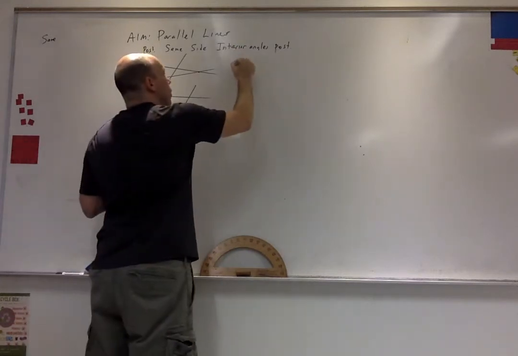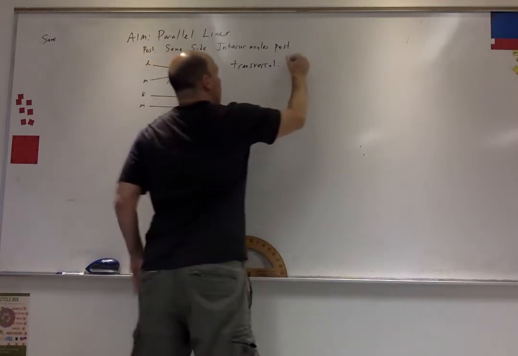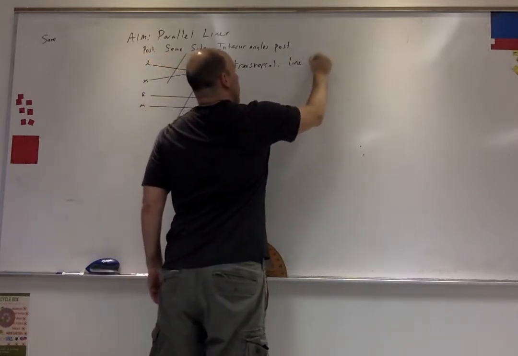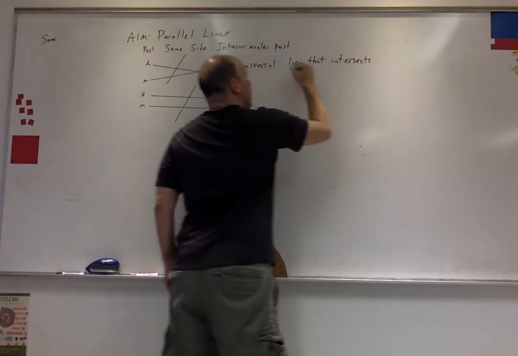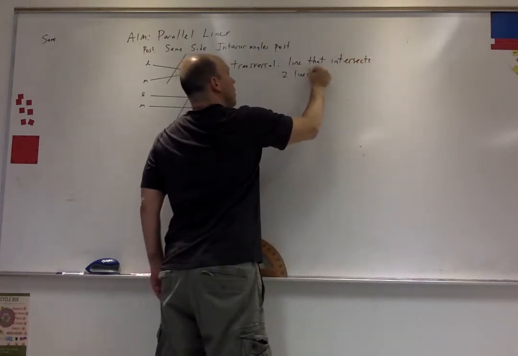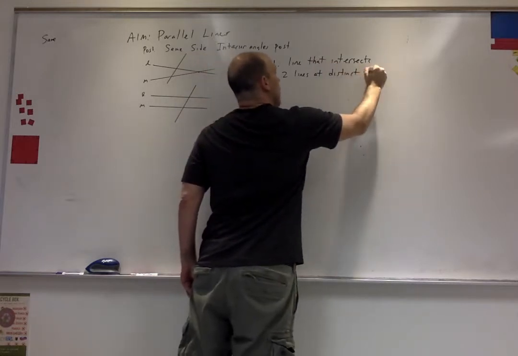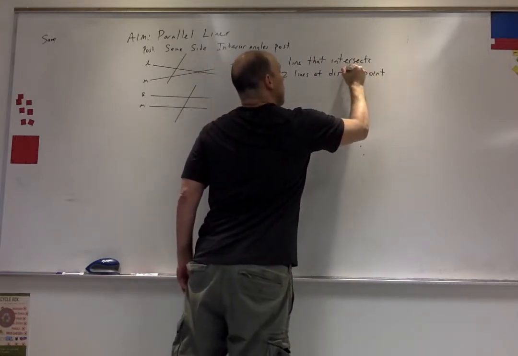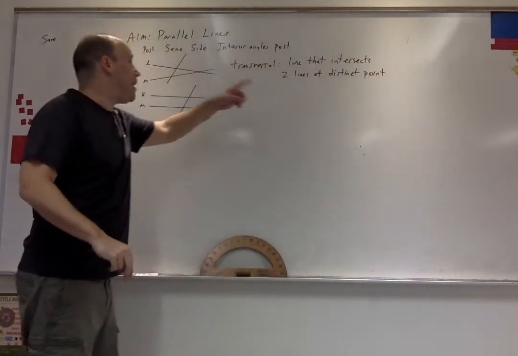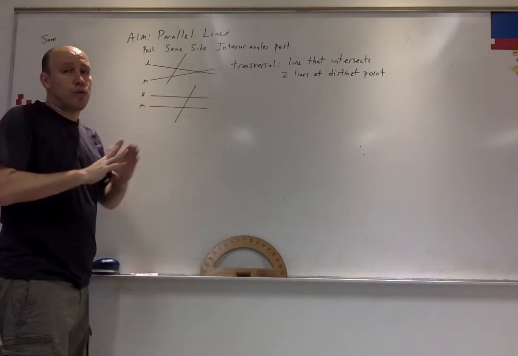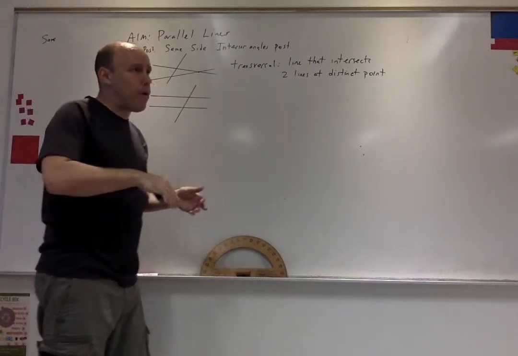So a transversal is a line that intersects two lines at distinct points. When I say distinct points, I mean it does not pass through a potential intersection point. Once again, we're going to get to what you remember.